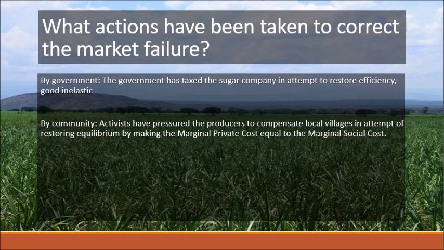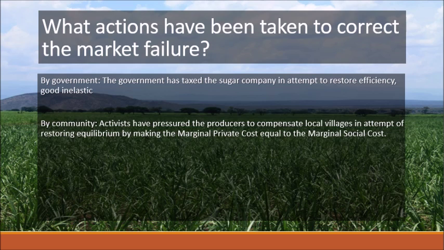It's very inelastic. This leads to the marginal private cost line shifting upwards to the marginal social cost line, but not fully. Although the government has taken actions against it, it has decreased the externality cost. However, it is still not in allocative efficiency.